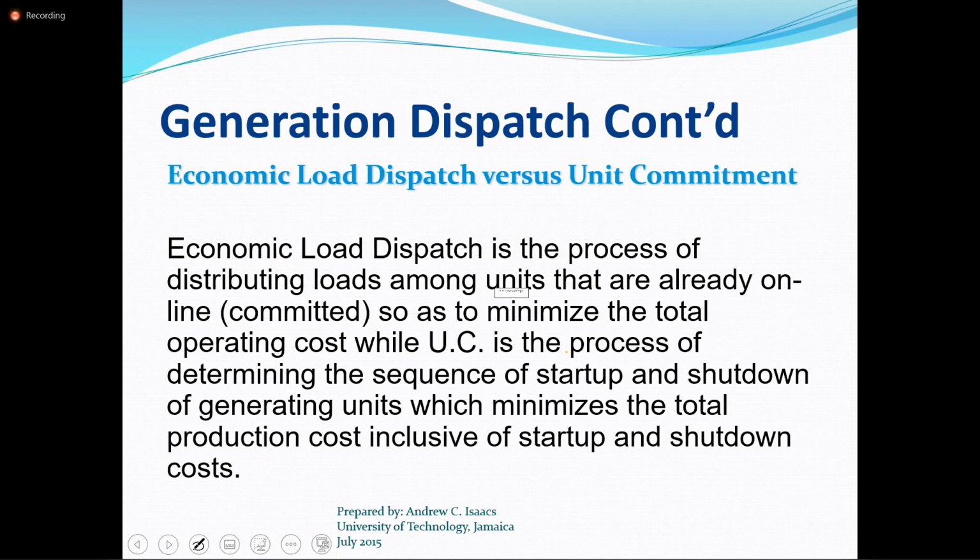Unit commitment, on the other hand, is that process of determining the sequence of startup and shutdown of generating units to minimize overall production costs. And remember, I said earlier that these costs include both the startup and the shutdown costs.